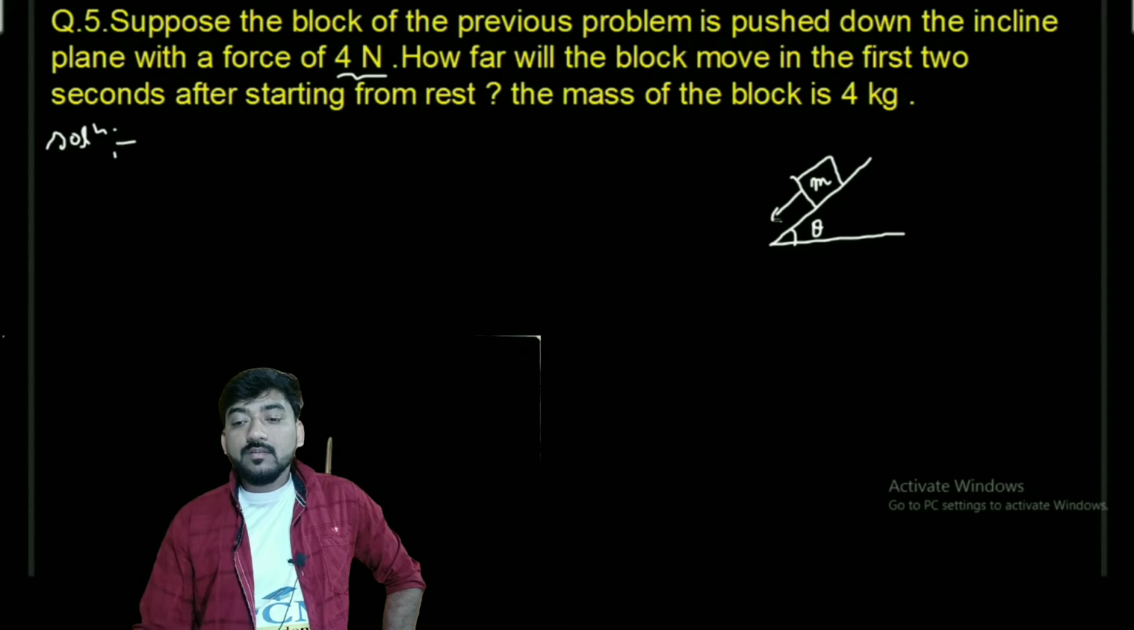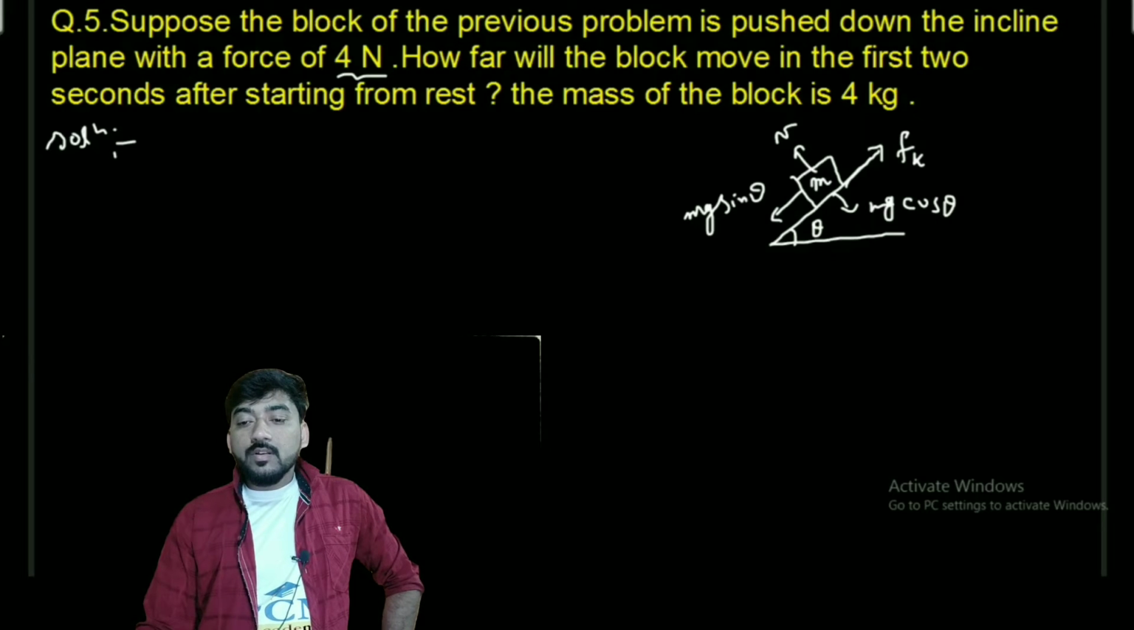We have seen earlier that along this direction there is mg sin theta, along this direction we have the kinetic frictional force, along this direction we have mg cos theta, and along this direction we have N. We have discussed this earlier. Along this direction is the acceleration, but here an extra force of 4 Newton is given down the inclined plane.